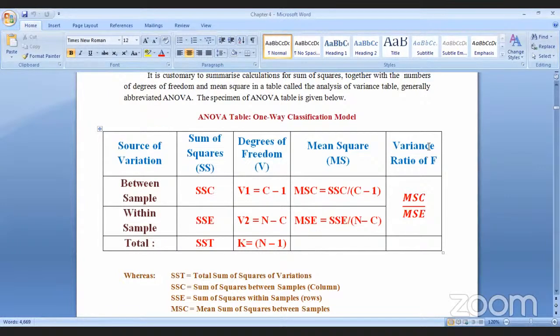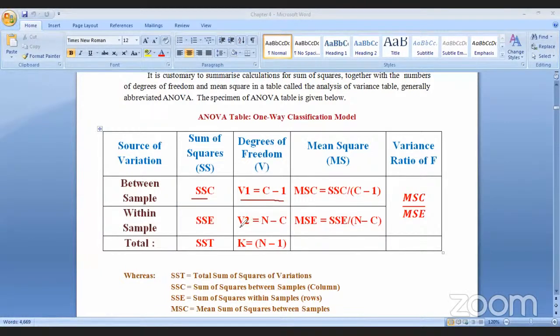That is, MSE is equal to SSE divided by N minus C. Then you will get the MSE value. So while we are doing the problem, first we need to find out this SSC value. V1 is equal to C minus 1. C stands for columns here. Okay, C stands for columns.